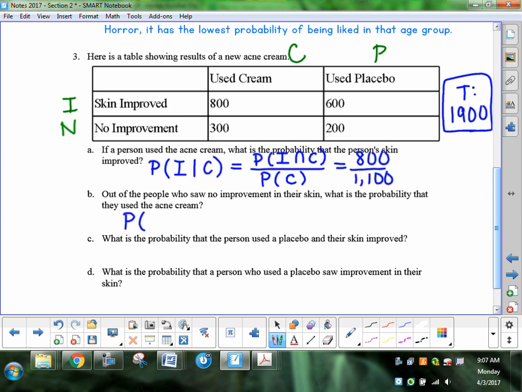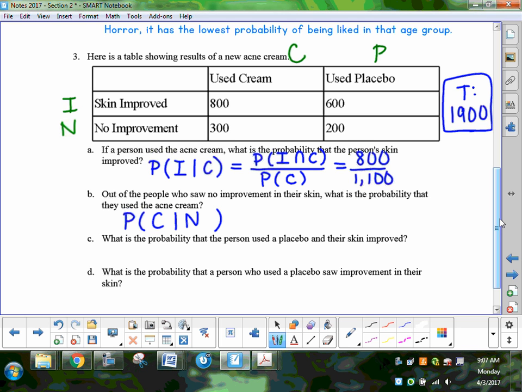Yeah, so which one goes first? No? It's going to be that they used the cream but saw no improvement. Out of the people who saw no improvement. So what's the pool you're pulling from? The no improvement people. Find the probability that they used the cream given that they had no improvement. So looking at that, you would go through and find the number of people who use the cream and no improvement over your no improvements.